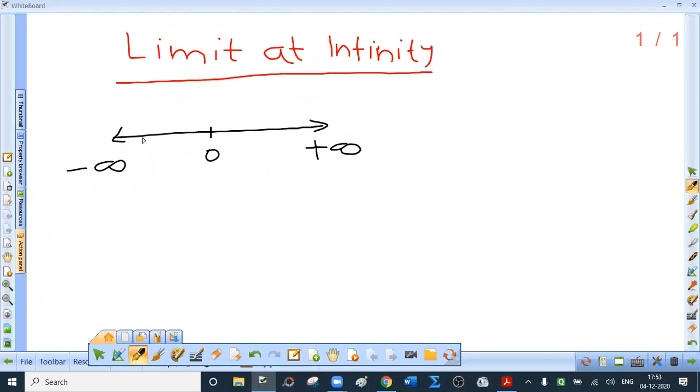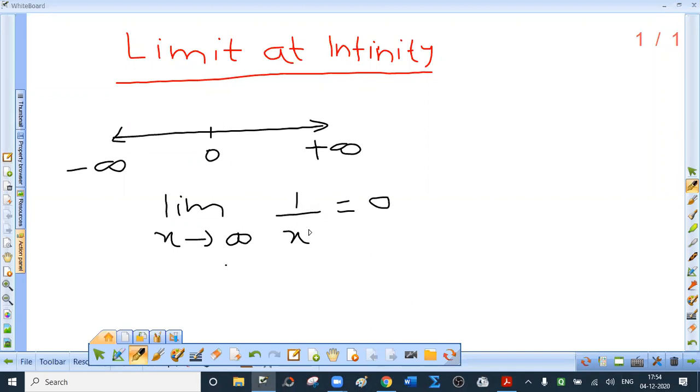Now here we use this standard limit. It is quite logical. Limit x tends to infinity, 1 upon x equal to 0. This is quite logical. If the denominator approaches a very big number, its reciprocal approaches 0.